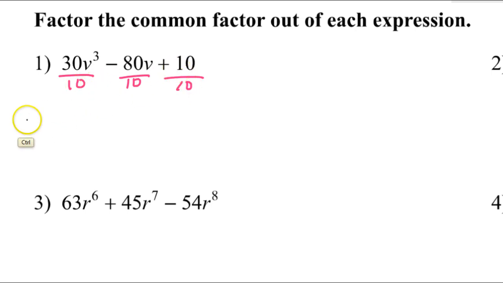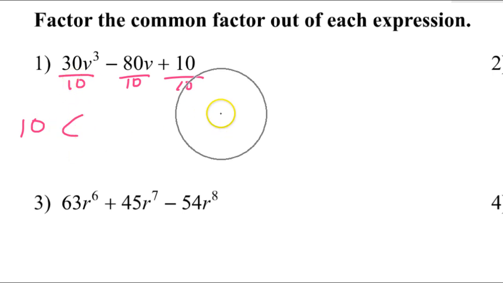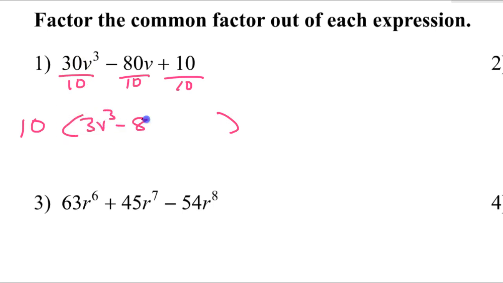So if the GCF is 10, I'm going to put that out in the front, and then I will divide by that number and see what I get. So that's going to give me 3v to the third power minus 8v plus 1.